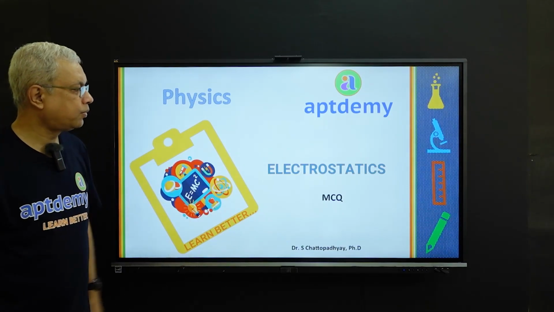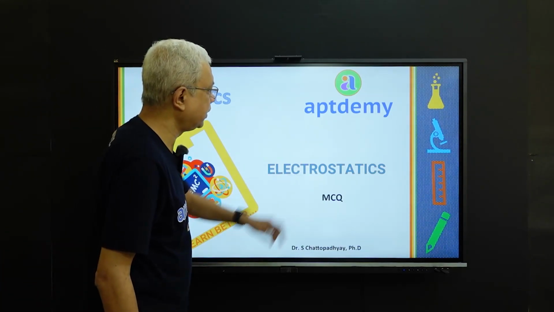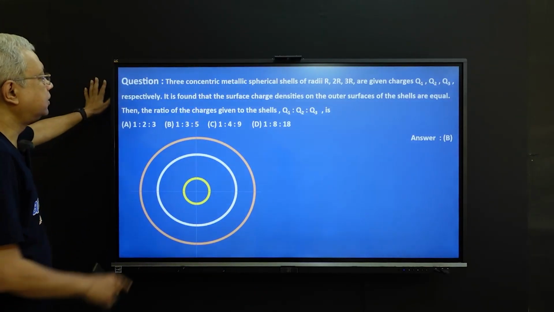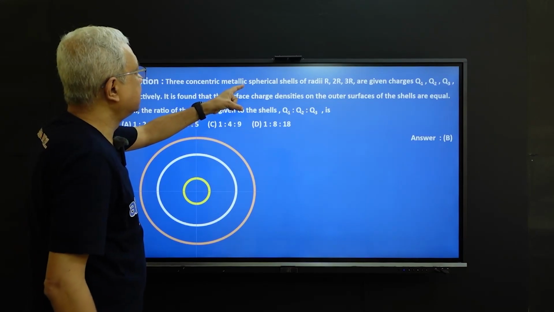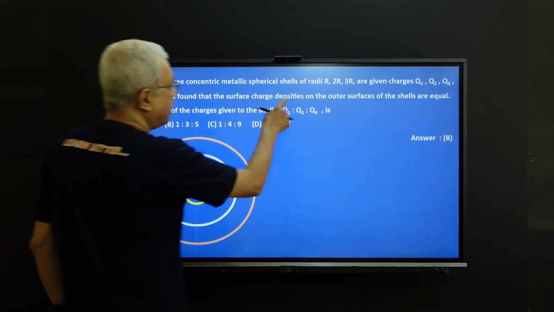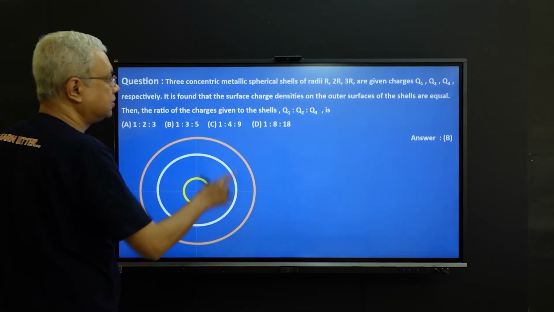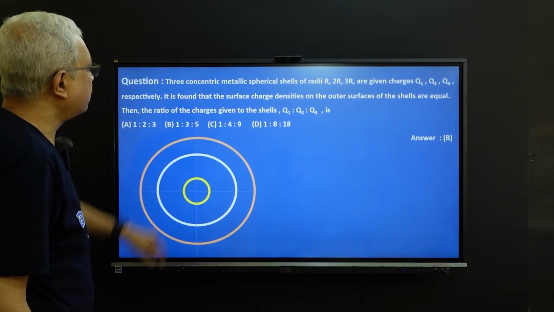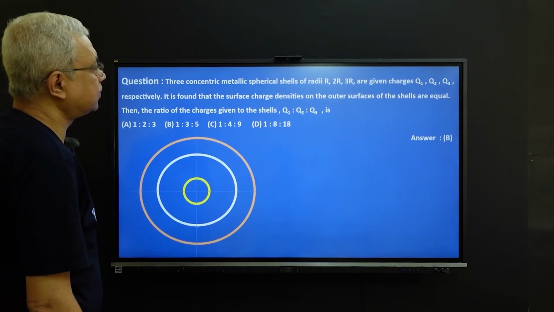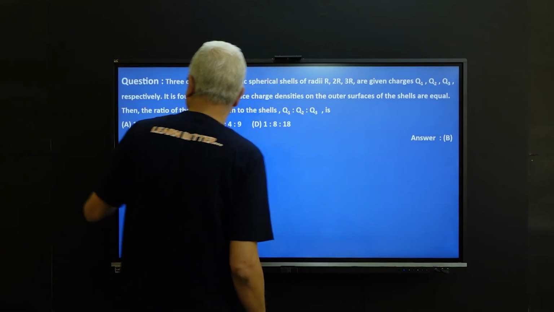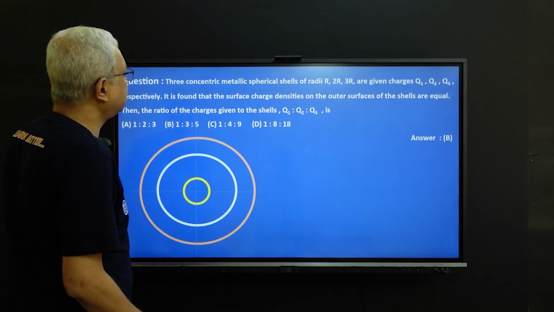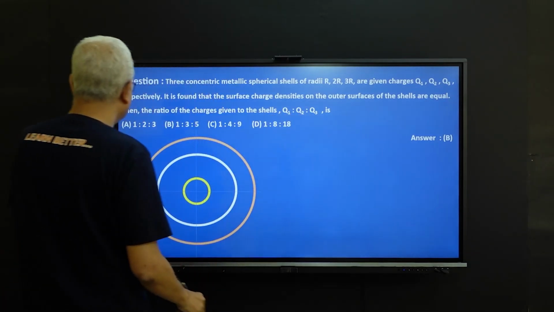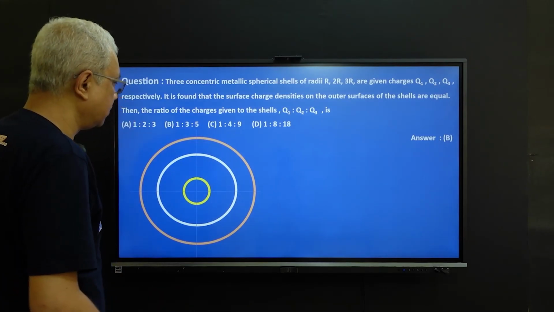Today we are considering an MCQ type problem from electrostatics. See the statement of the problem. Three concentric metallic spherical shells of radius r, 2r and 3r are given charges q1, q2, q3 respectively. It is found that the surface charge densities on the outer surfaces of the shells are equal. Then the ratio of the charges given to the shells q1 : q2 : q3 is, which one is correct, that you have to find out.